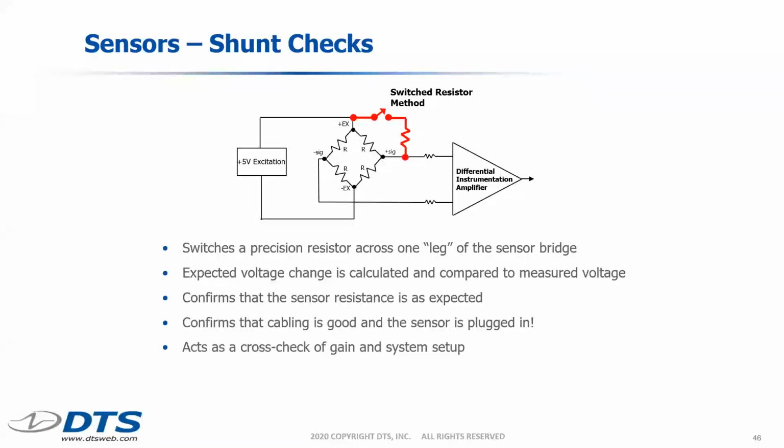When we do the simple math, we can calculate the expected deflection of the sensor signal and compare that to the measured voltage. When the measured voltage matches the calculated voltage, we're confirming that the sensor resistance is as expected. We're confirming that the cabling is good and the sensor is plugged in, and it can be used as a cross-check of gain.